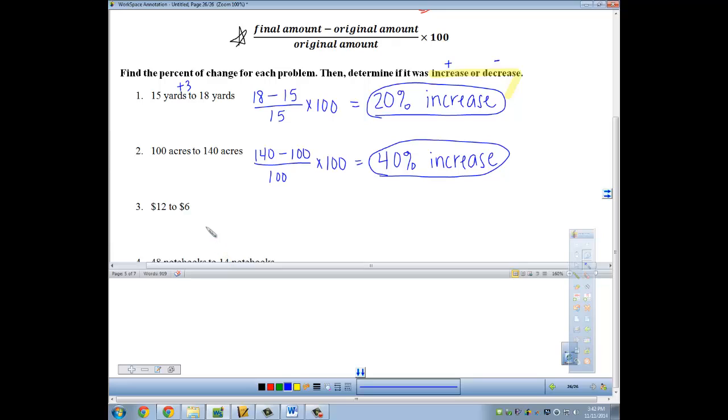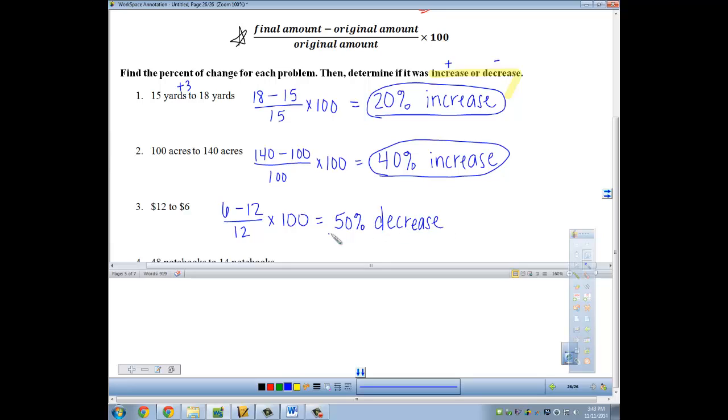Number 3, $12 to $6. So take your second number minus your first, divide by first, times 100. So 6 minus 12 divided by 12 times 100. 6 minus 12 is a negative 6. Negative 6 divided by 12 is 0.5, then times 100. So it was negative 50, and it went down in price, so it went from $12 to $6, so it's a 50% decrease.